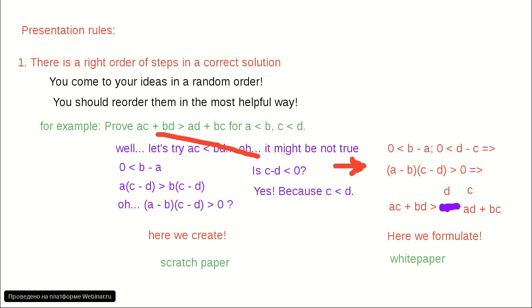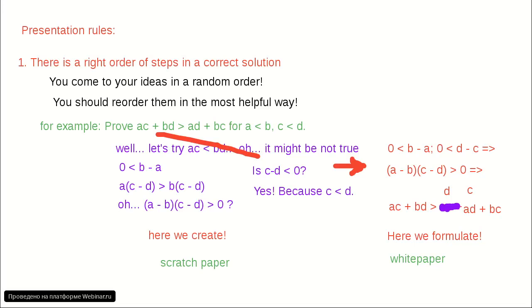Like, hopefully you track this during the presentation. So you should choose the right order for listing the statements which you created. You shouldn't do too many jumps in the logic of the presentation of the solution. You shouldn't go back and forth all the time. So there should be some clear logic.